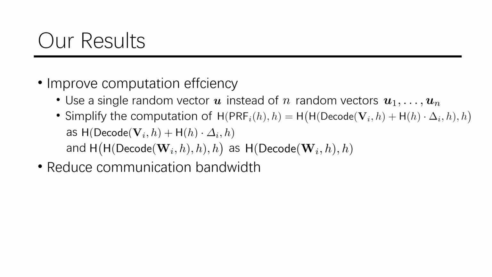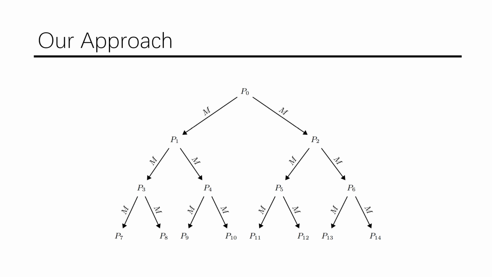Next, let me show you our tree architecture. We amortize the communication among all parties in a binary tree architecture. In this case, the central party P0 is to broadcast the message M to all other parties. The broadcast protocol runs in top-bottom order. In round 1, P0 sends the message M to P1 and P2. In round 2, P1 sends the message to P3 and P4. P2 sends the message to P5 and P6, and so on.